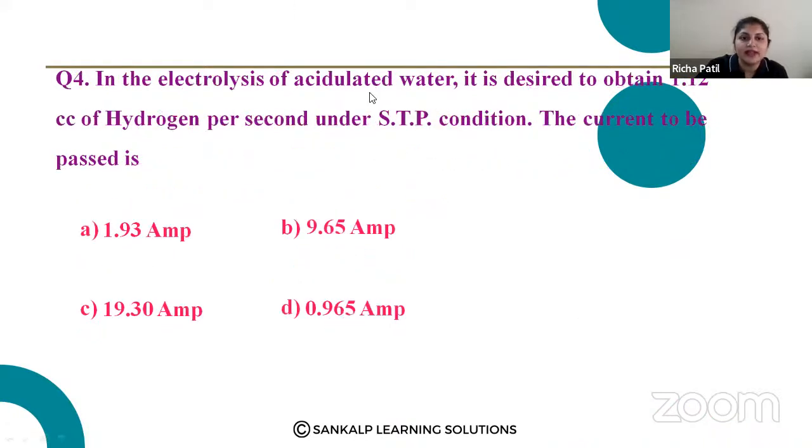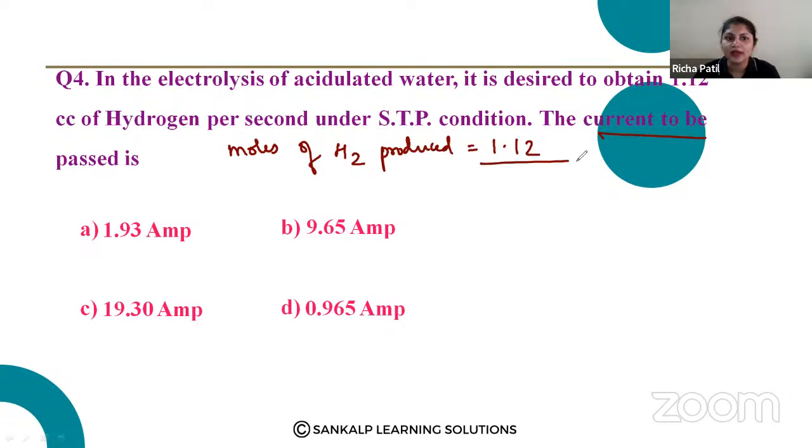Next question. In the electrolysis of acidulated water, it is desired to obtain 1.12 cc of hydrogen per second under STP condition. The current to be passed is. So this is also based on your first law. You have to find out the current. So first you have to see the moles of H2 produced. How do you calculate? 1.12 divided by 22,400.